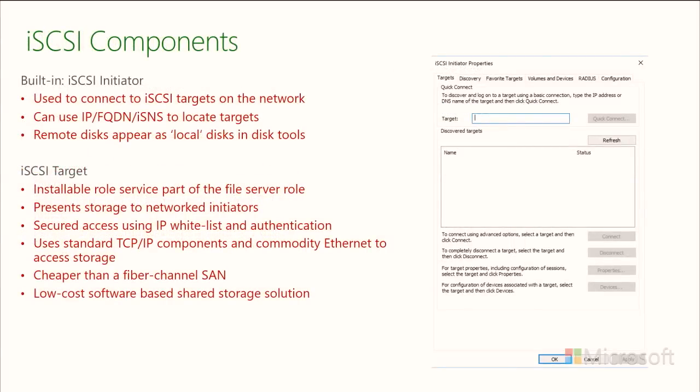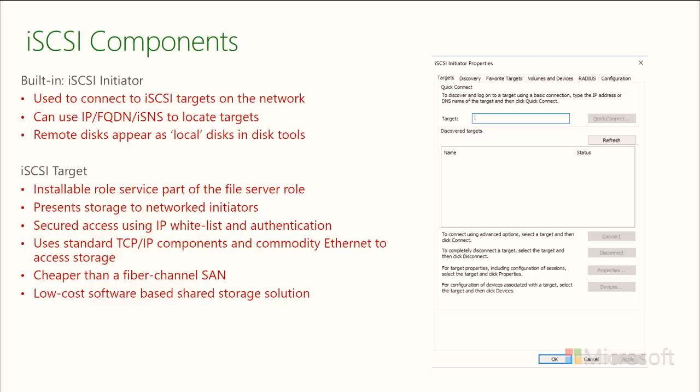Next, iSCSI components, so iSCSI initiator and iSCSI target. What this is, you're basically using a connection to the iSCSI target on the network, and you can put in a specific IP address or FQDN address to locate what we call the target. Now, the target itself is a storage. It's a SCSI disk that is being accessed through an IP address, and it can appear as a local disk on the machine.